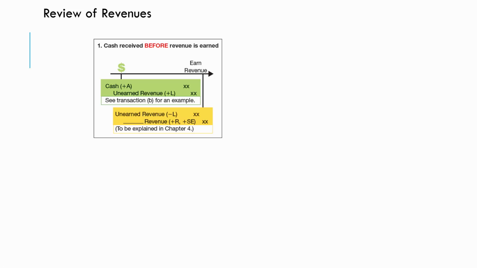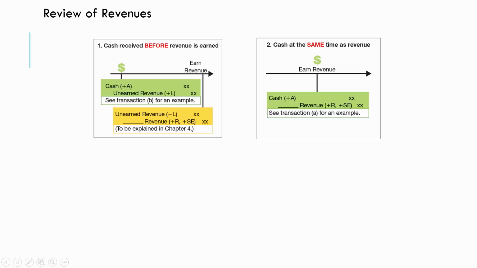So let's talk about revenues, just reviewing all this stuff. If you receive cash before you do your work, you have to call it a liability. And then when you do the work, you call it revenue. So if this is the point where you get the cash in, you record the cash coming in, you call it unearned, which is a liability. Once you do the work, which is at this point right here, this is what the graphic is saying, you're going to call it revenue. This is further explained in Chapter 4.